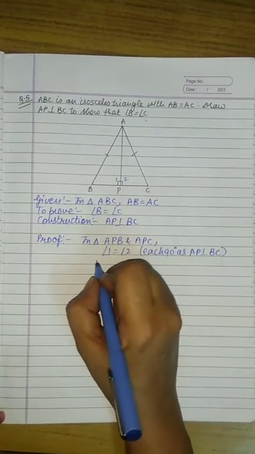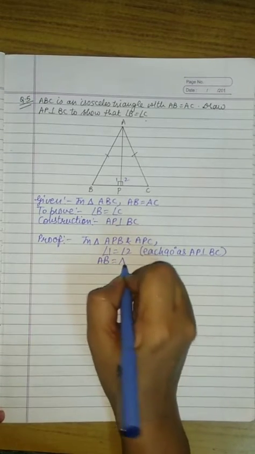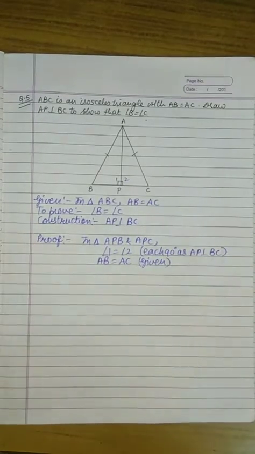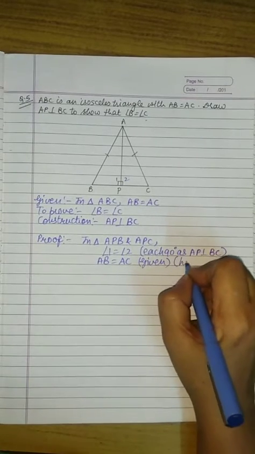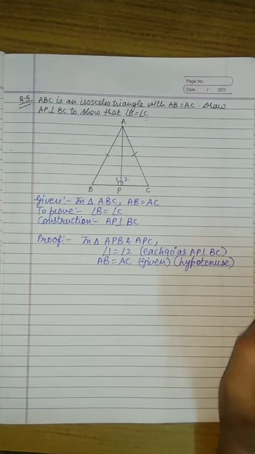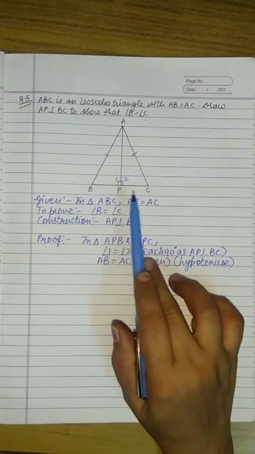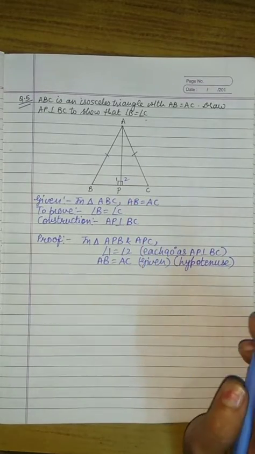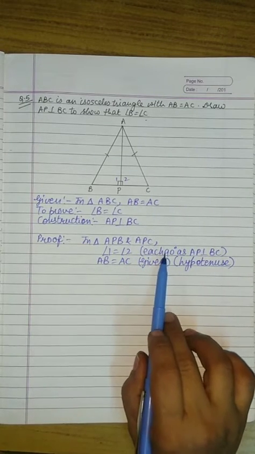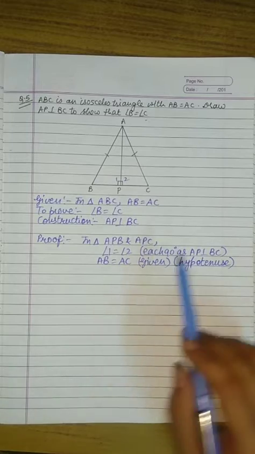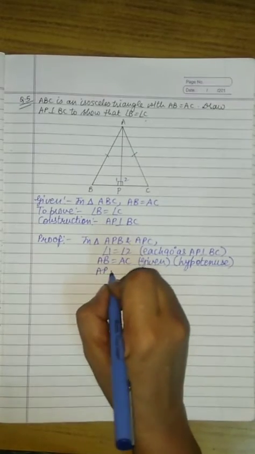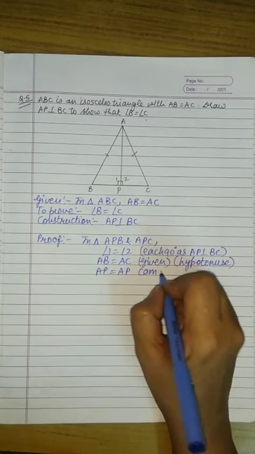Then AB is equal to AC. Now it is also given to us, but these two sides are hypotenuse of both the triangles. So we will write here hypotenuse. We will prove these two triangles congruent by RHS congruence criteria. So angle 1 is equal to angle 2, each 90, that is R, right angle. Then AB is equal to AC, the side opposite to the right angle is always the hypotenuse. Then third is AP is equal to AP, which is the side common to both the triangles.